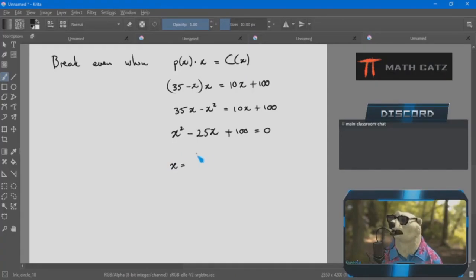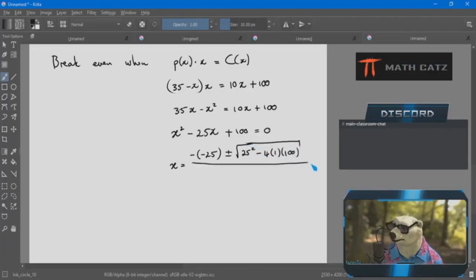So I have negative b, which is negative 25, which of course you can simplify on the fly. I just want to show it clearly here. B squared is still 25 squared, because the negative will just cancel anyway. Minus 4 times a, which is 1, times c, which is 100. Please, for the love of all things, close that square root so we see what's inside and what's outside, over 2 times a, which is 1.